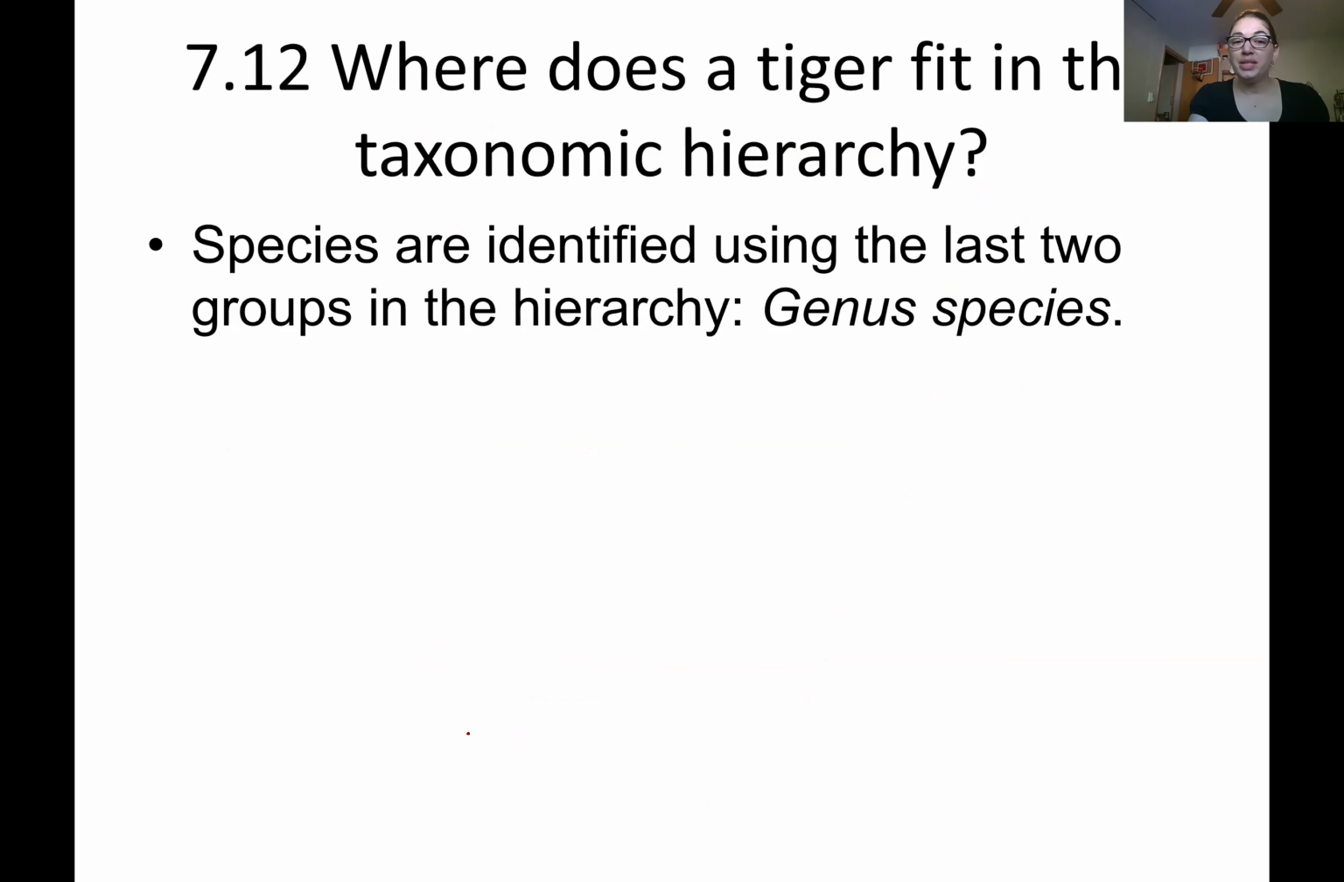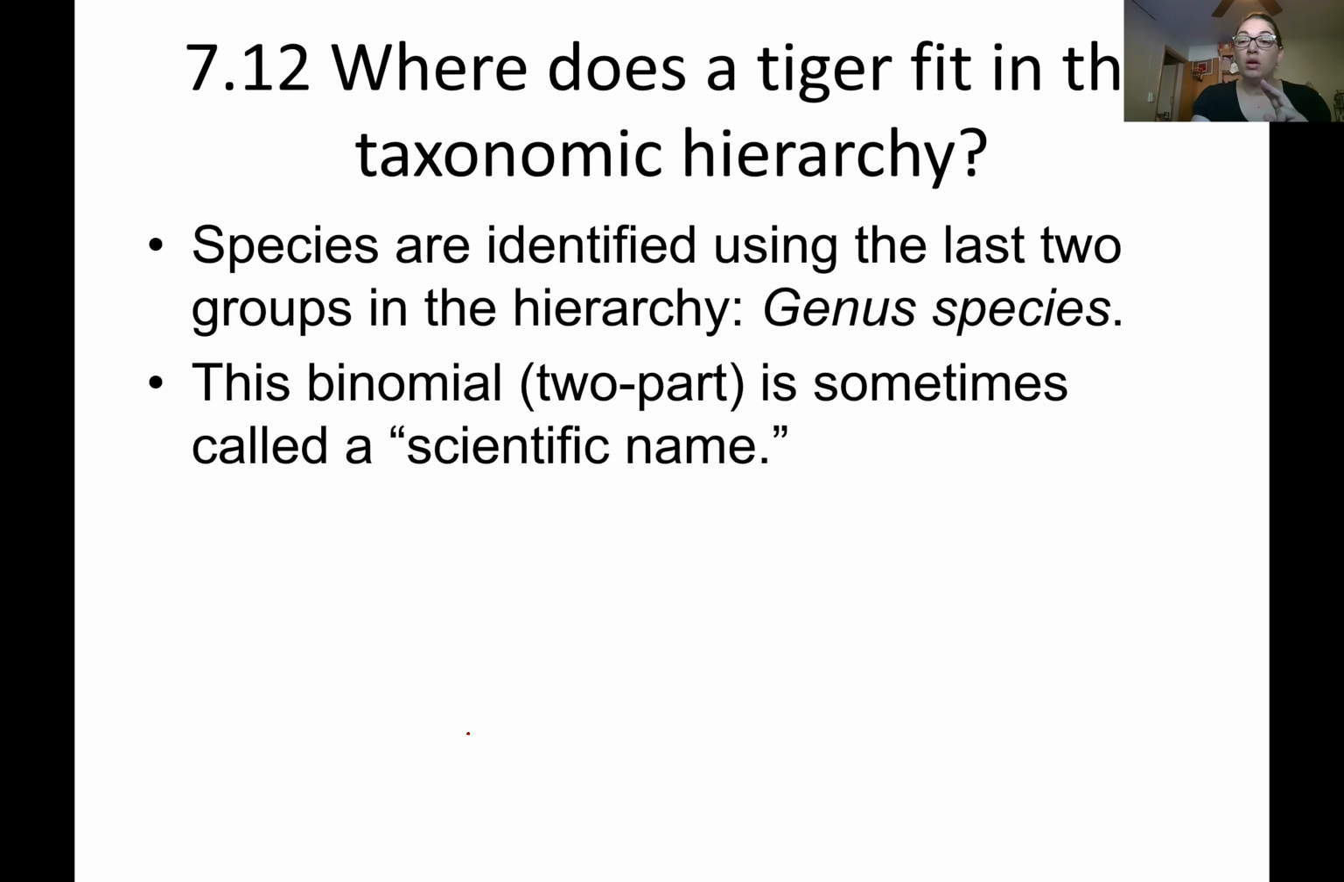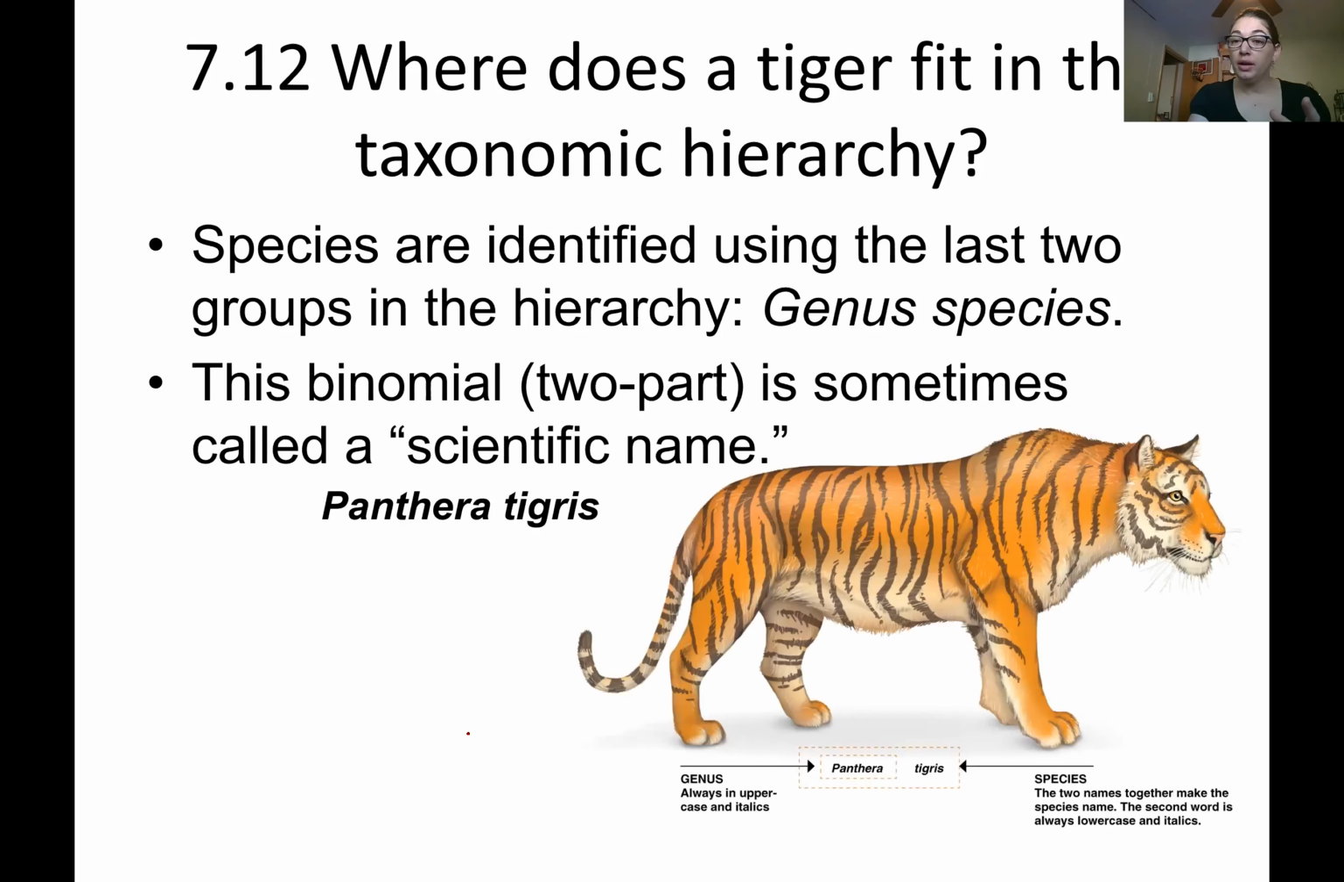We identify species using the last two groups in the hierarchy, the genus and the species. And we put those two words together, and that's a scientific name for that organism. So for tigers, their scientific name is Panthera tigris, and no other organism has that same name, only tigers. And that's how we identify them using our taxonomy.